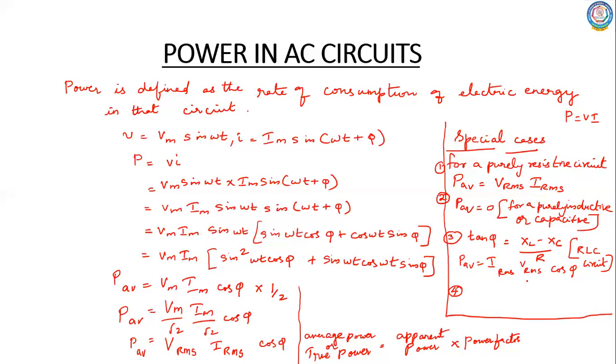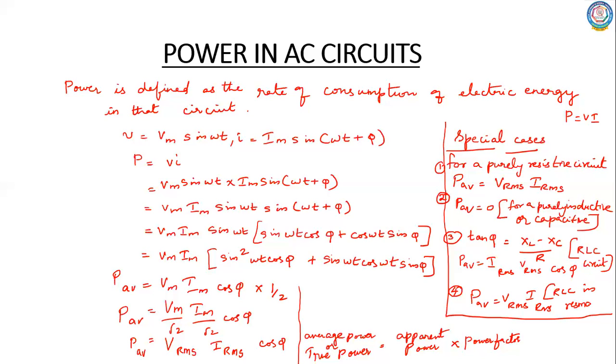The fourth case is again an RLC circuit, but this time in resonance. We have already discussed this case. In resonance, we know that XL is equal to XC. In that case, the current is maximum and the circuit becomes a purely resistive circuit, where the voltage and current are in phase. The phase angle will be 0 again, so cos phi is equal to 1. So here also the average power is Vrms Irms. This is the RLC circuit in resonance.